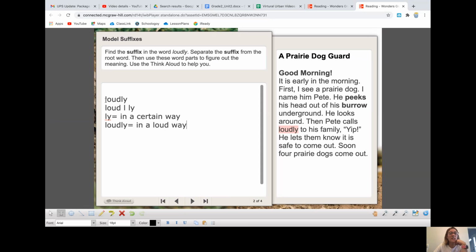So I want you guys to write this down. Write the whole word loudly down. Separate the root word, which is loud, from the suffix, which is ly. We know ly means in a certain way. So loudly equals in a loud way. Awesome. I knew you guys could do this. It's too easy for y'all.